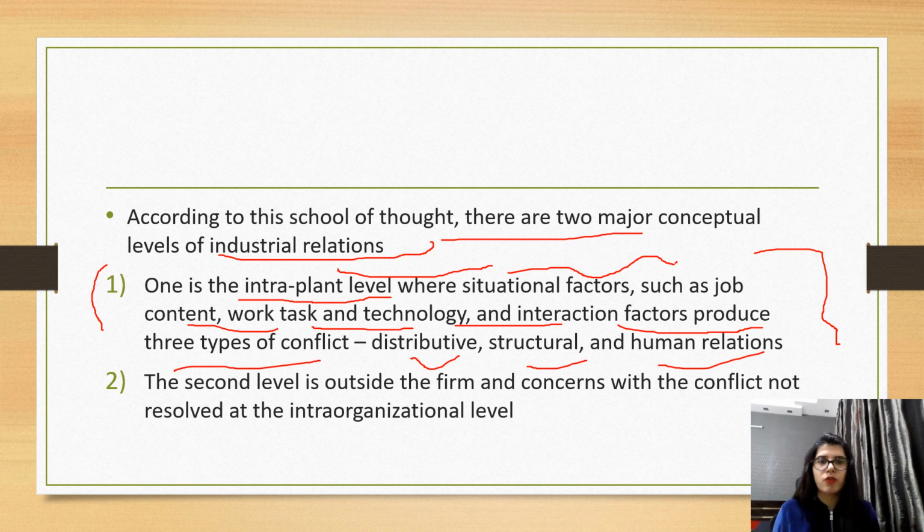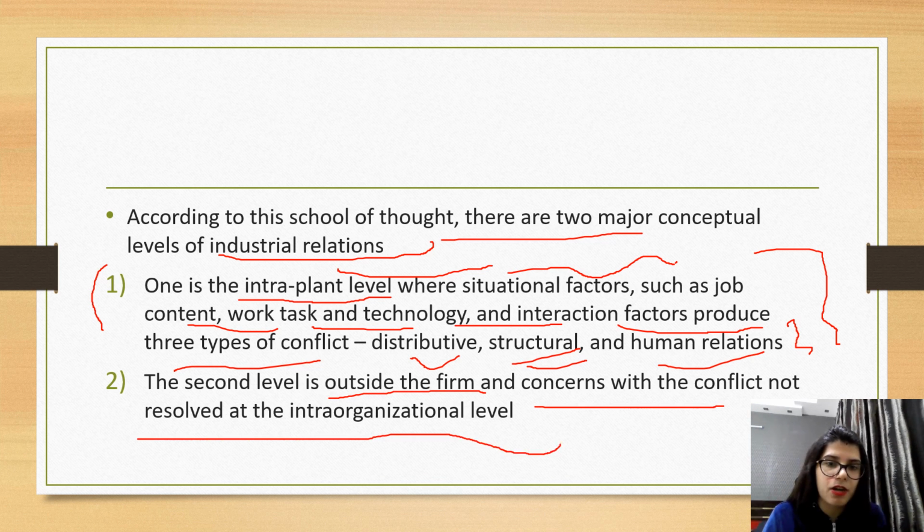कंटेंट ऑफ द जॉब के पीछे लड़ाइयाँ हो जाती हैं, टेक्नोलॉजी के पीछे कि नई इंट्रोड्यूस करनी है कि नहीं, टास्क के पीछे हो जाती है, ठीक है, और फैक्टर्स ऑफ प्रोडक्शन से रिलेटेड हो जाती है। तो कैसी कॉन्फ्लिक्ट होती है, distributive, structural और human relations. अब ह्यूमन रिलेशंस कौन सी होगी, ह्यूमन से रिलेटेड। स्ट्रक्चरल कौन सी होगी, हमारा जो ऑर्गेनाइजेशनल स्ट्रक्चर है, ठीक है, हायरार्कीज हैं, उससे रिलेटेड जो कॉन्फ्लिक्ट हुई वो स्ट्रक्चरल कॉन्फ्लिक्ट हुई। डिस्ट्रीब्यूटिव कौन सी हुई, डिस्ट्रीब्यूशन ऑफ रिसोर्सेज से रिलेटेड जो कॉन्फ्लिक्ट हुई। तो ये होती है हमारी इंट्रा प्लांट, मतलब within the plant, इन सब रीजंस की वजह से कॉन्फ्लिक्ट हुई। अब जो सेकेंड लेवल है is outside the firm and concerns with the conflict not resolved at the intra-organizational level.